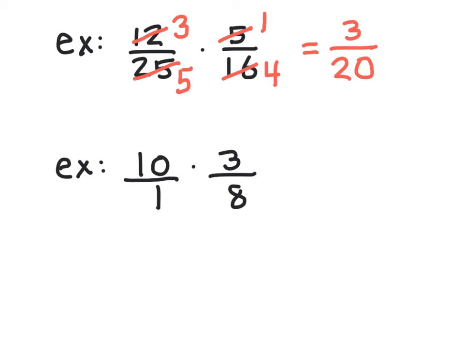But before I do, you see anything we can cancel? Well, we can divide a 2 out of 8 and a 2 out of 10. And that looks like it's it. So now let's multiply. 5 times 3, that's 15. 1 times 4 is 4. And remember I said you can leave your improper fractions the way they are. So 15/4 is the answer.